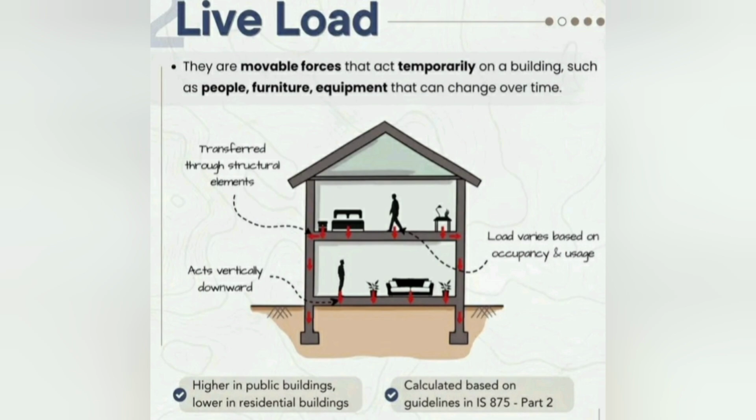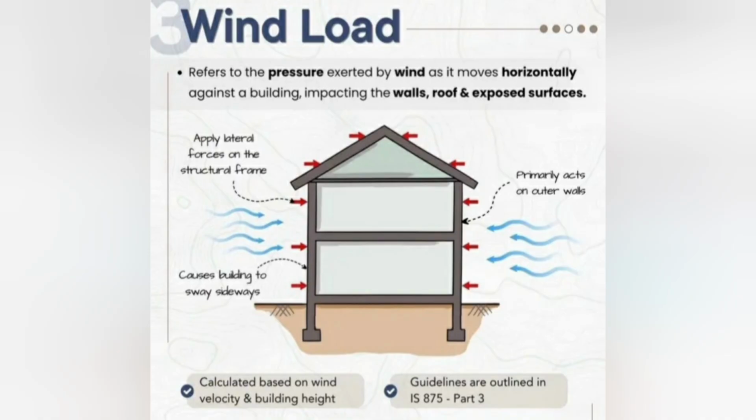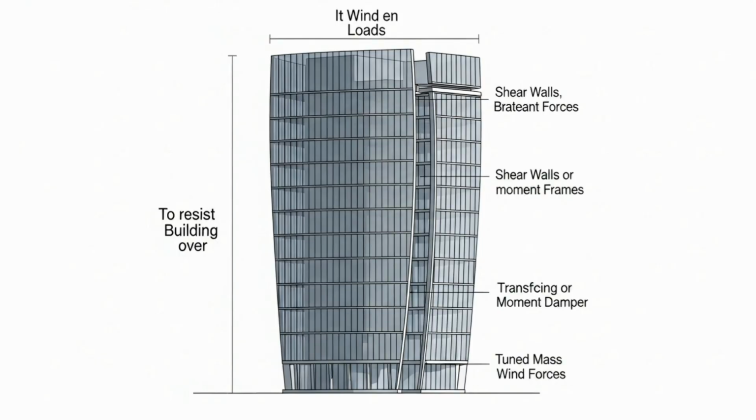Next, we move from the loads inside the building to the powerful forces of nature acting upon it, beginning with wind load. Wind load is a dynamic lateral pressure that pushes against the exterior surfaces of a structure. It's not a constant force. It suctions, it pressures, and it creates complex vortices around buildings.